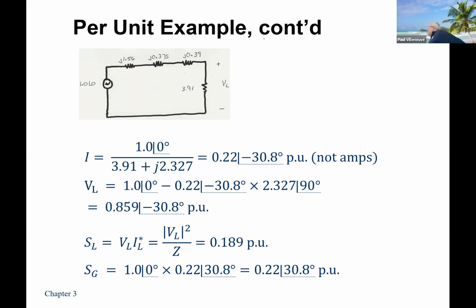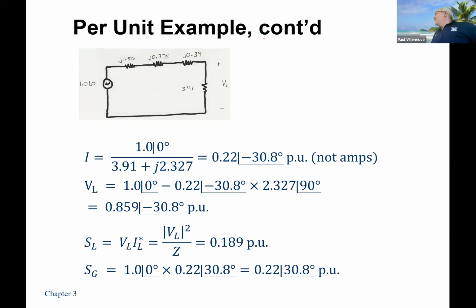And then if I want to calculate the voltage at the load, I'm going to take my 1 at an angle of 0 and subtract the series current multiplied by the voltage drop that I'm going to see. And what I end up with is 0.859 at an angle of negative 30.8. And the angles are the same.